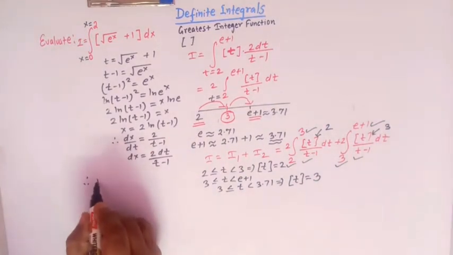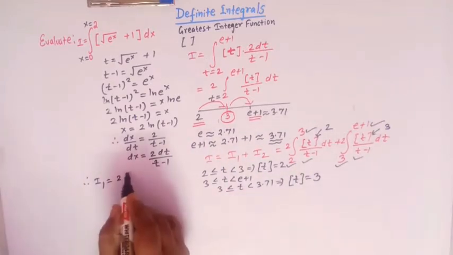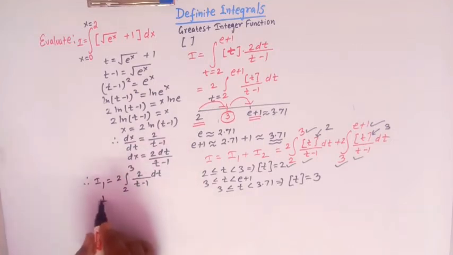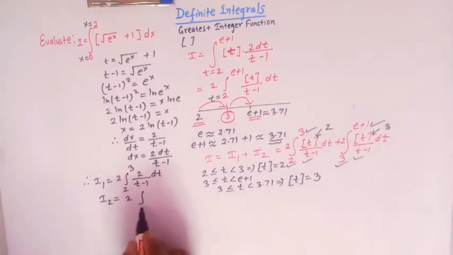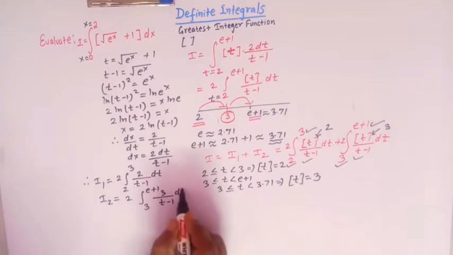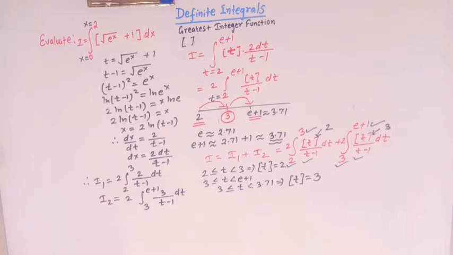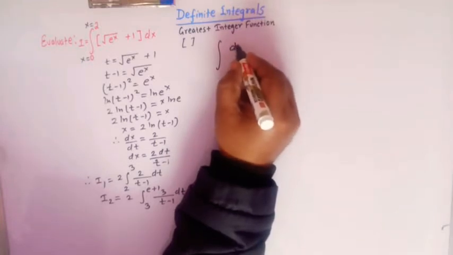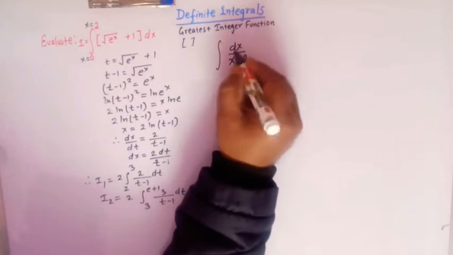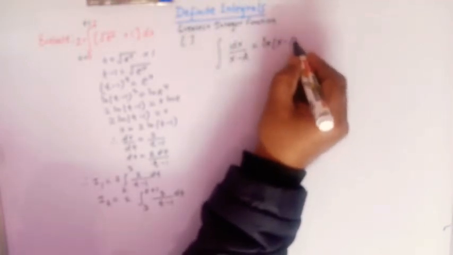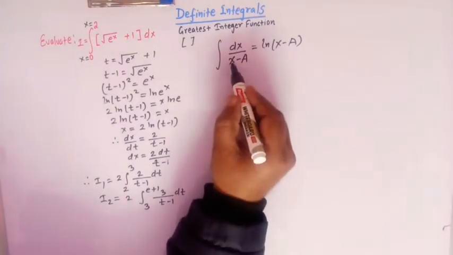So therefore I1 is equal to 2 times integral from 2 to 3, and we have 2 over t minus 1 dt, and I2 is 2 times integral from 3 to e plus 1, and here we have 3 over t minus 1 dt, right? Now we have to solve I1 and I2, and then we'll add these two integrals. So now viewers, here we have to make use of the result which says that the integral of dx over x minus a, that is 1 over x minus a, is equal to log of x minus a, right? So here we have t minus 1, which is of this form.